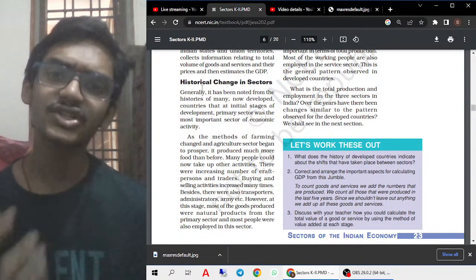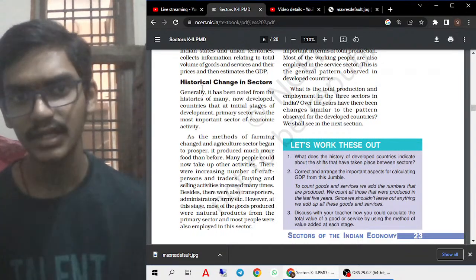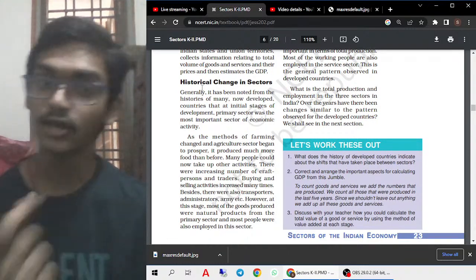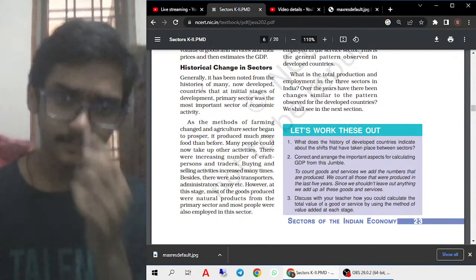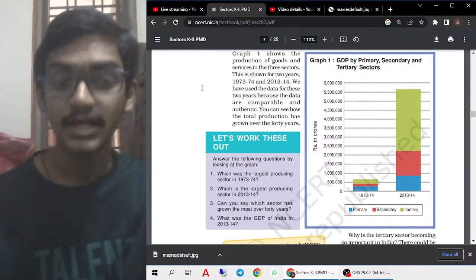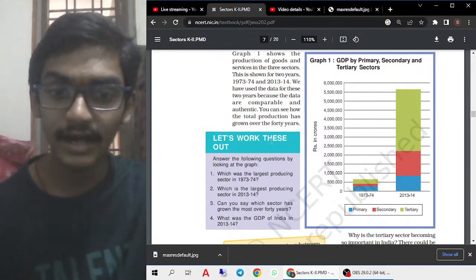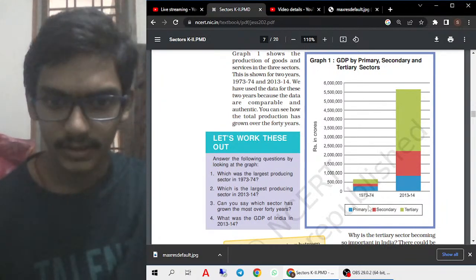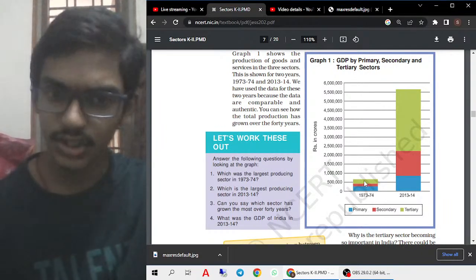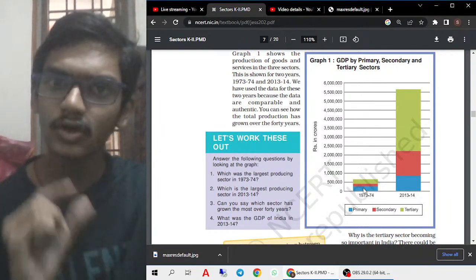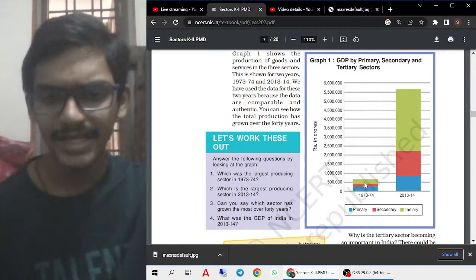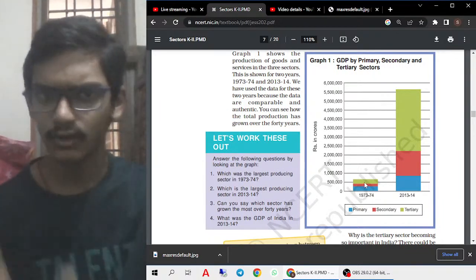So why has the tertiary sector become very important in the development process of a country, and how is it contributing to the development process? That also we are going to see. These graphs are very, very important. The first graph shows the primary sector in blue, the secondary sector in red, and the tertiary sector in green. Here the primary sector contribution to the GDP is more, and the tertiary sector is also equally more.